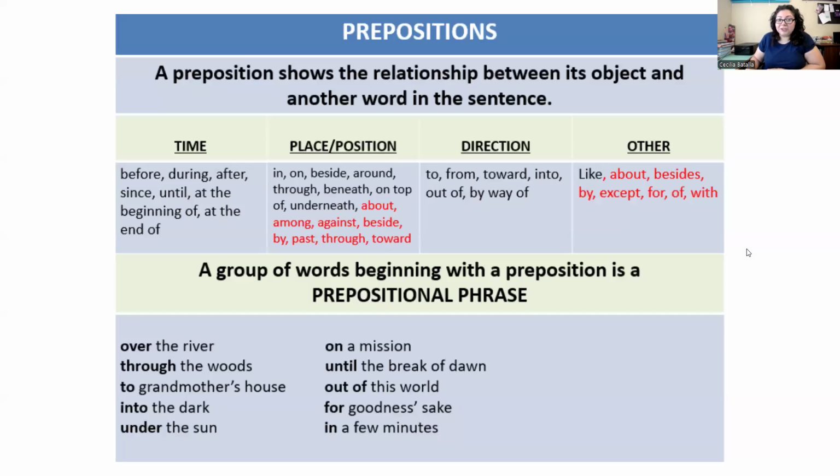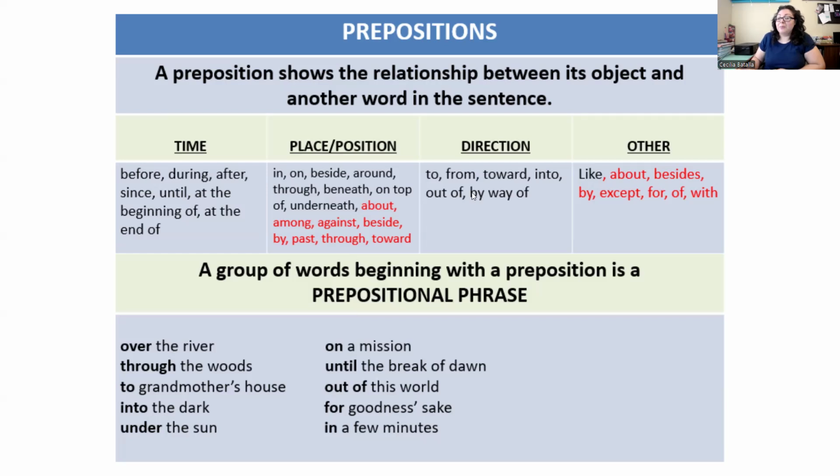So what's a preposition? A preposition shows the relationship between its object and another word in a sentence. Hopefully you remembered that. And here are some prepositions right here in the boxes. So we have time ones, we have place and position ones. Those are probably the most popular ones. Directions and other prepositions. And I wish I could say this was it, but there's a lot more to them.